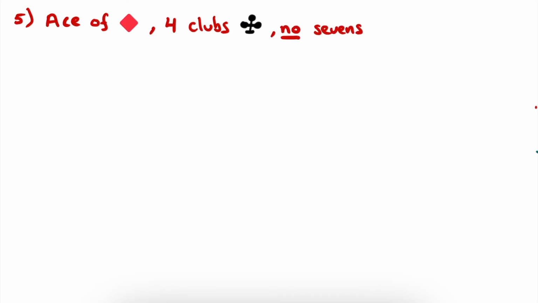In this exercise, the constraint is as follows. From the 8 cards that we are drawing, one of them has to be the ace of diamonds. There needs to be exactly 4 clubs and there cannot be any 7s in our 8 cards because, well, you don't like the number 7.